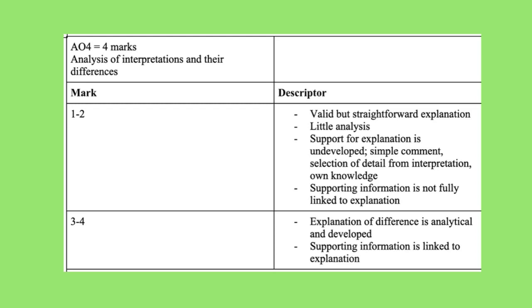Now let's take a look at the bands for this question. Now in the lower band, we're seeing words like valid but straightforward explanation. So maybe you've told them what your difference is, or why you think they're different, but you haven't really explained it very fully, and it's not really that clear to the examiner what it is that you're trying to get across. Little analysis, so again, you haven't maybe focused on the topic given to you in the question, you haven't explored why you think they're different in much detail.